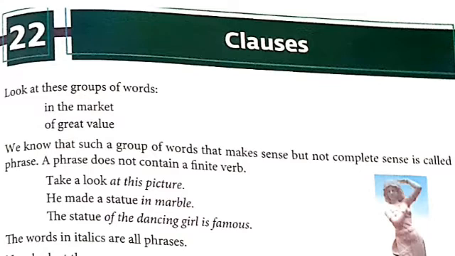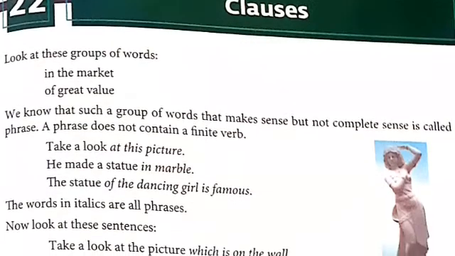Take a look at this picture. He made a statue in marble. The statue of the dancing girl is famous. Now the words in italics are all phrases.